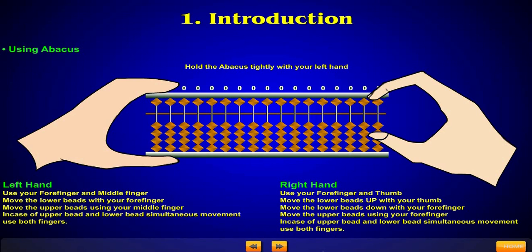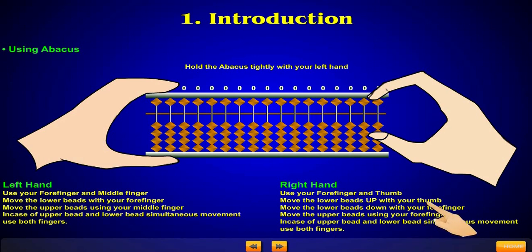Hand movement. Hold the abacus tightly with your left hand. On your left hand, use your forefinger and middle finger. Move the lower beads with your forefinger. Move the upper beads using your middle finger. In case of simultaneous movement of upper and lower beads, use both forefinger and middle finger.